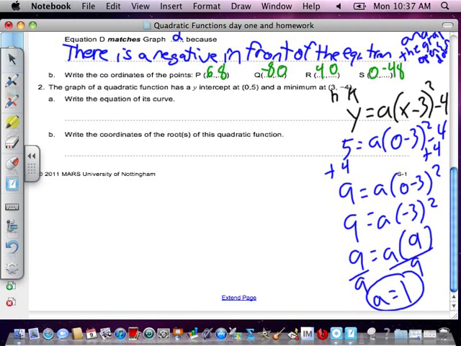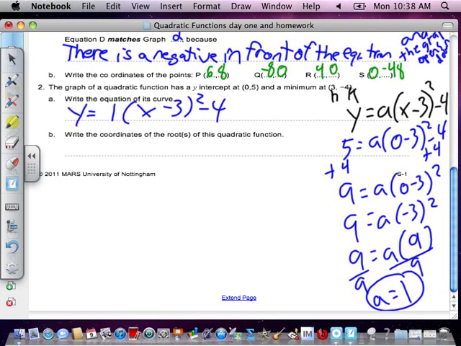I'm not even close to done. All I found is A. So I can now write the equation, and I can be done with part A. Y equals 1 times (x minus 3) squared minus 4.